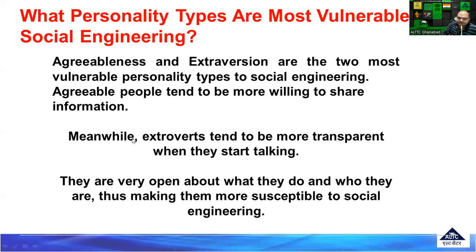Extraversion means being outspoken. Simply a call comes in, and they automatically start saying, I have this one, my father has this one, my wife has this one, my mother has this one. That type of information is also vulnerable. They simply say yes, no, sorry, thank you.